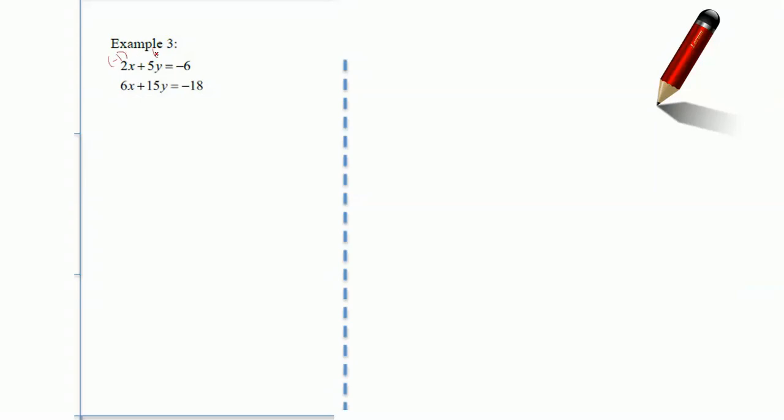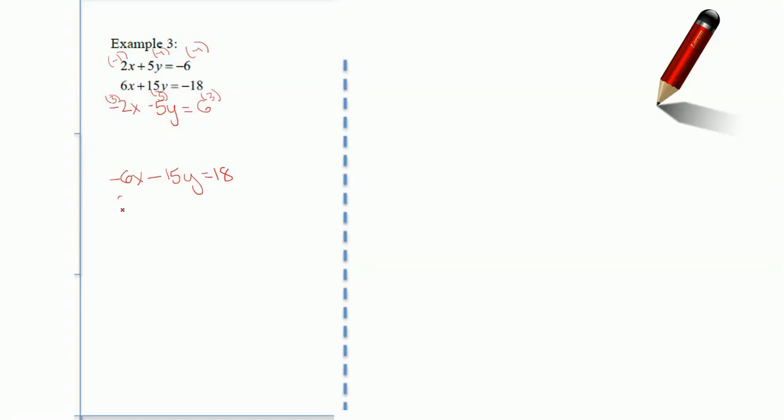Let's multiply just by negative 1. So I'm going to get negative 2x minus 5y equals 6. It's still not going to cancel out if I add, right? I'll get 4x, 10y. That's not going to work. So let's multiply to get my 2 to become my 6. So let's multiply my new equation by 3 here. So I will get negative 6x minus 15y equals 18.